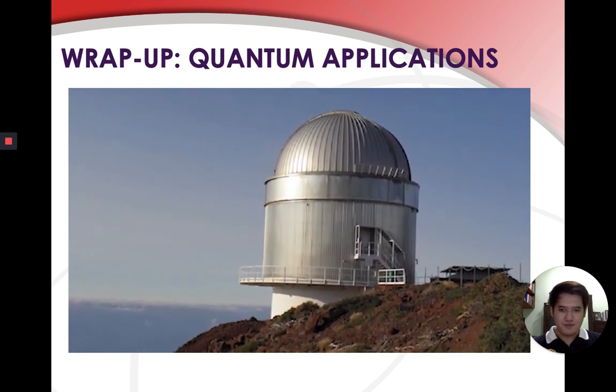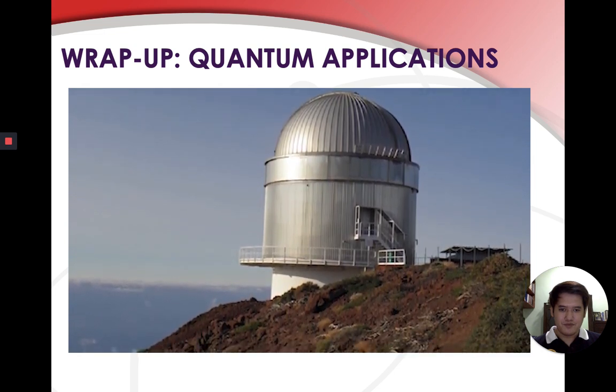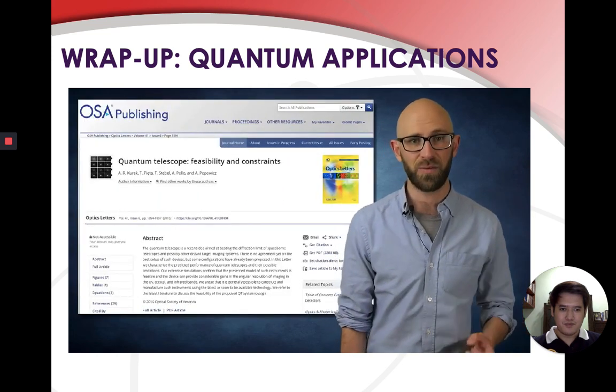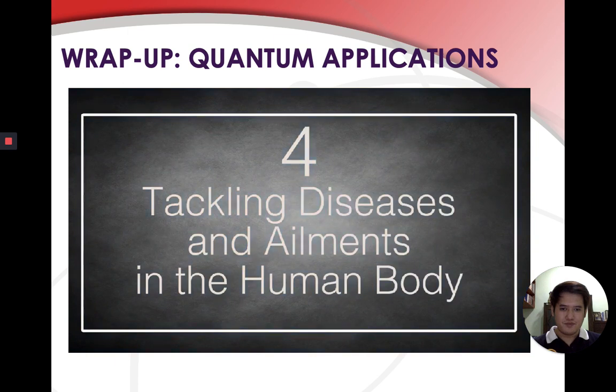In fact, most of the modern microscopic innovations and discoveries owe their existence in some way to quantum mechanics. In the future, the most accurate telescopes are expected to make use of advanced quantum principles as well. Number 4. Tackling diseases and ailments in the human body.